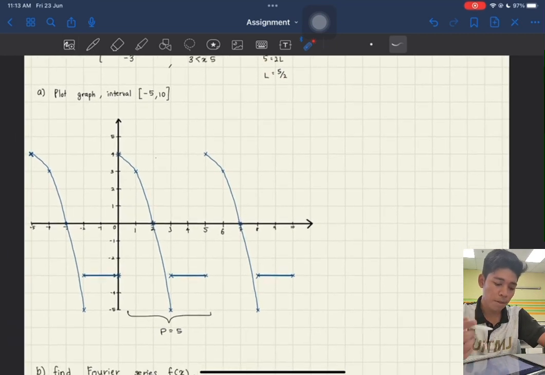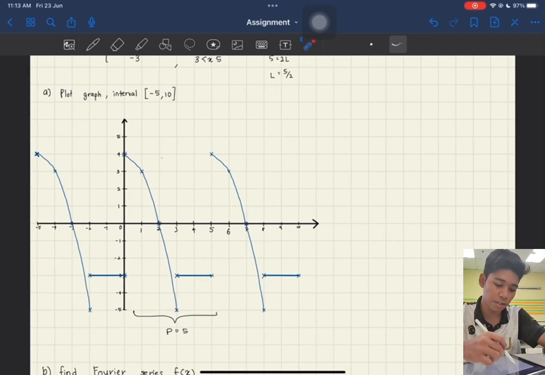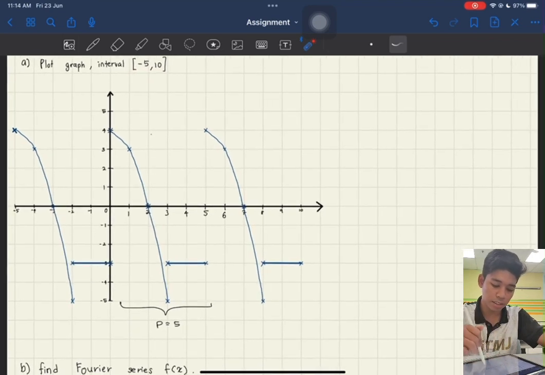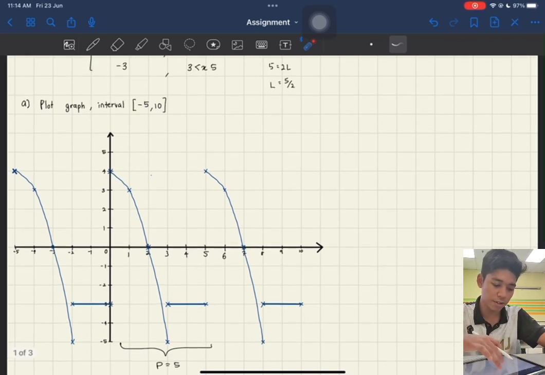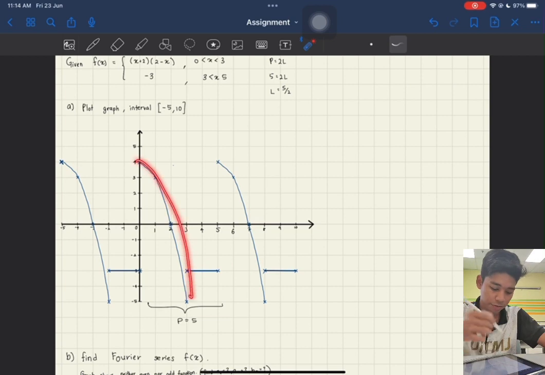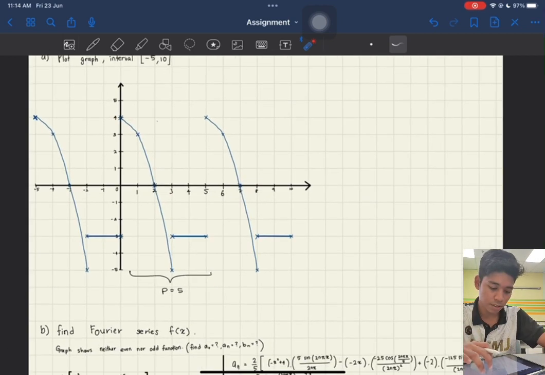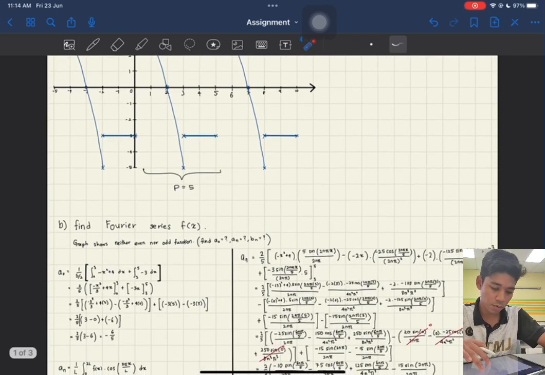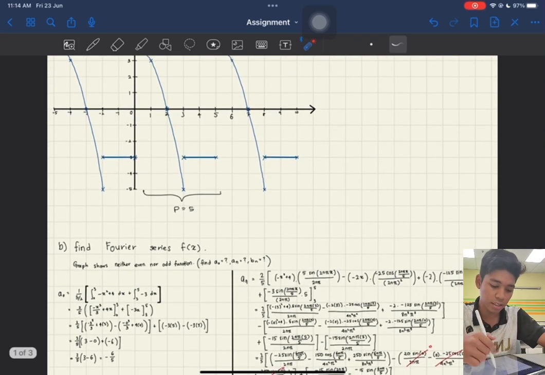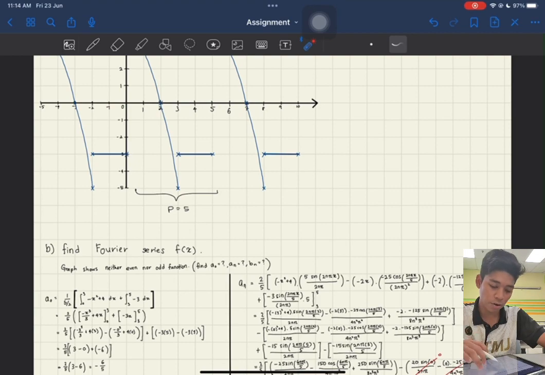So first of all, we need to plot the graph. For the graph, we have been given the interval of -5 until 10, and after we plot the scale, we plot the graph within the function given. So we have a curve graph for the first function, and then a straight line for the second function. We know that this is neither an even nor odd function.